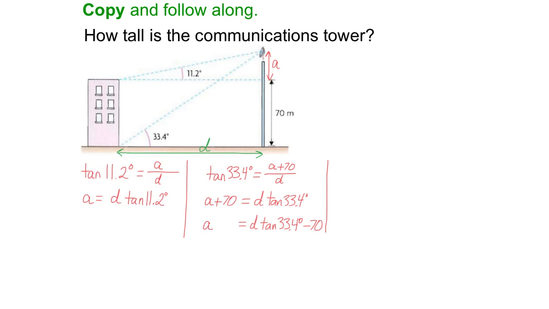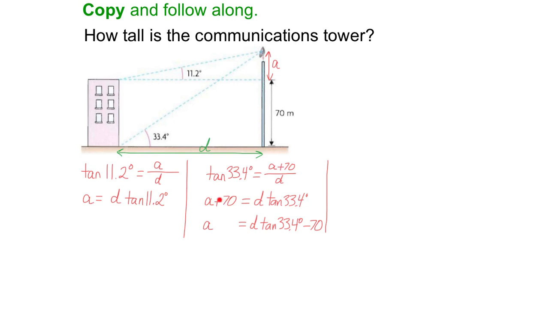Now I don't know what D is, but if I was solving for A, it would be D times tan 11.2. Now if I look at the big triangle, I've got an angle. The opposite side would be 70 plus A, or A plus 70. That's the total length of the opposite side. And the adjacent is D. So tan 33.4 equals opposite A plus 70, that's the entire side, divided by D, that's the adjacent side. And again, if I want to solve for A, well, A plus 70 equals D times tan 33.4. That's where this came from.